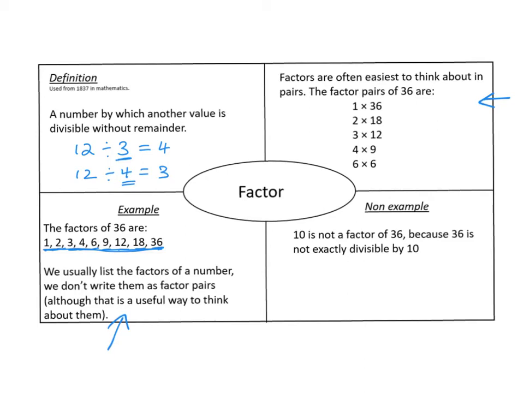Now over here, just remember what isn't a factor. So 10 is not a factor of 36 because when you divide 36 by 10, you would get 3.6. The answer is not an integer. It's not a whole number. Therefore, 10 is not a factor of 36. They have to divide in with no remainder.